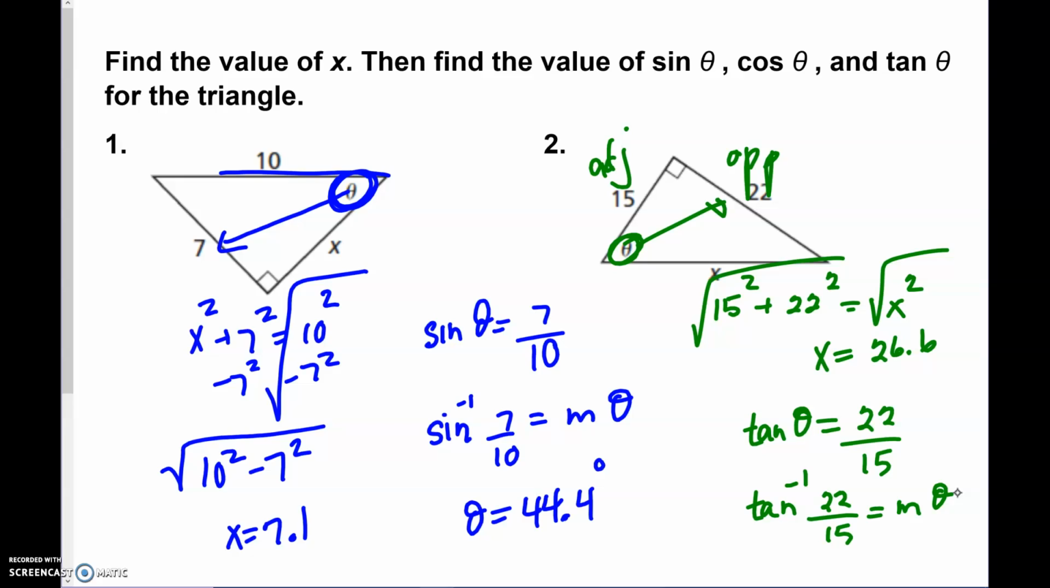Okay, so go ahead and plug that in your calculator. You hit your second button and then tangent and 22 divided by 15. And I believe we get 55.7, because I think we're rounding to the 10th. So if they ask us to round to the 10th, we're going to get 55.7 degrees.